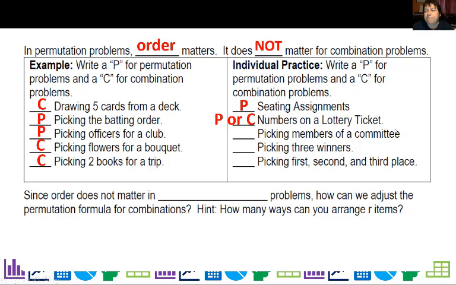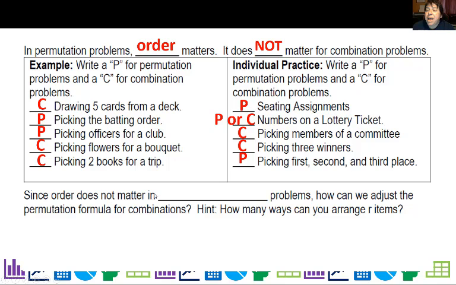Members of a committee. Well, if they're all equally important, then order doesn't matter. That's a combination. If I'm picking 3 winners for a bag of chips, order doesn't matter either because they all get a bag of chips. They don't care if they get picked first or second as long as they get picked. But if you're picking first, second, and third place, first is different than third, so order does matter.